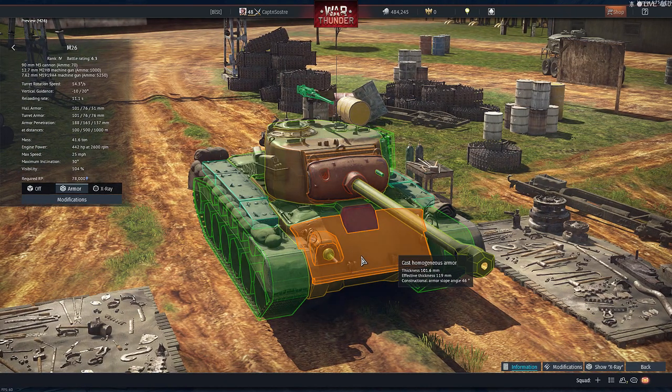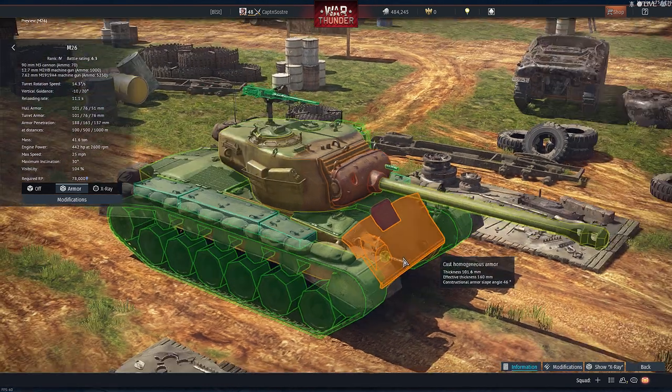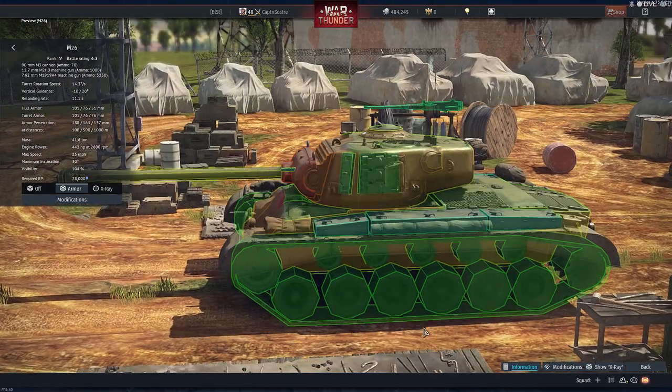It doesn't use effective thickness. So just look at the true thickness of the plate at the top and look at how much your shell can penetrate at that angle, and that's your best way of looking.